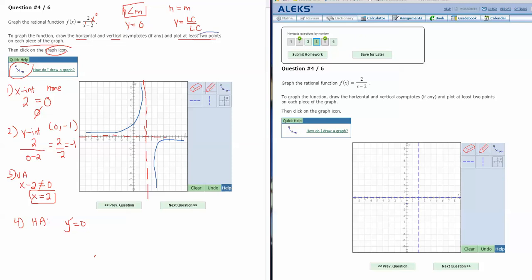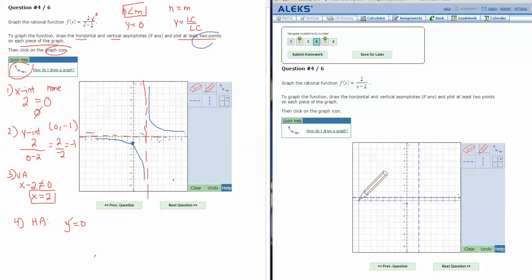Now ALEKS requires us to have 2 points on each of these pieces. So I need to plot some ordered pairs here. I need to figure out some ordered pairs for the graph. Right now I have one point located at 0, negative 1. If I go back to my picture that I was sketching, then I know that the curve is down there. So I have this point plotted. It was a y-intercept 0, negative 1. So I know the curve is down here. I just have to find one more point on it for ALEKS. And I know the other curve should be up here.